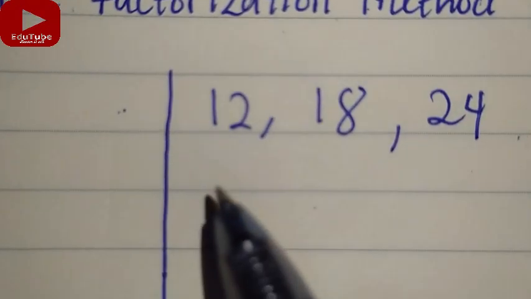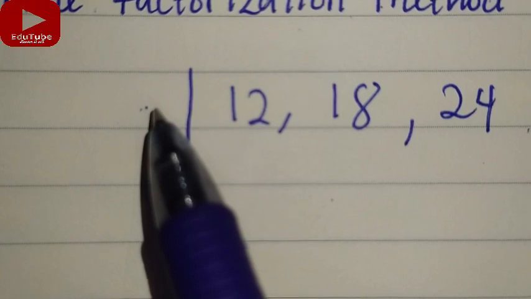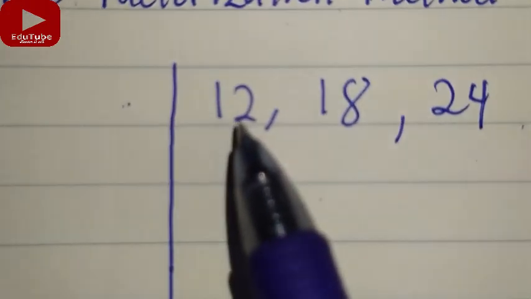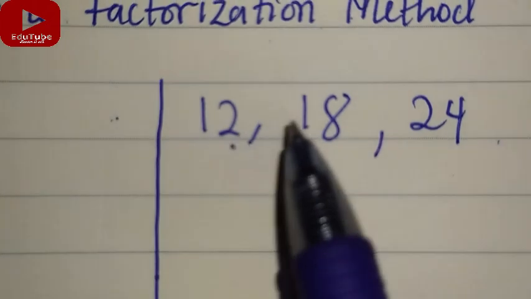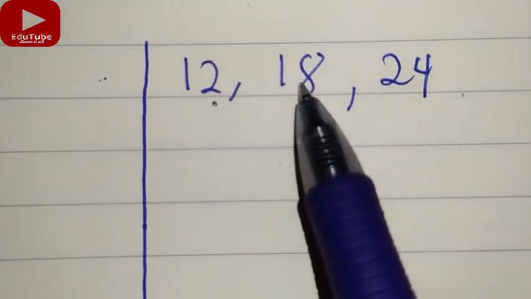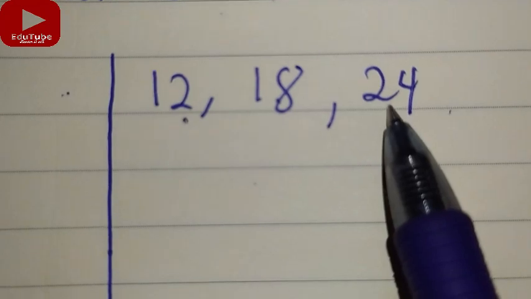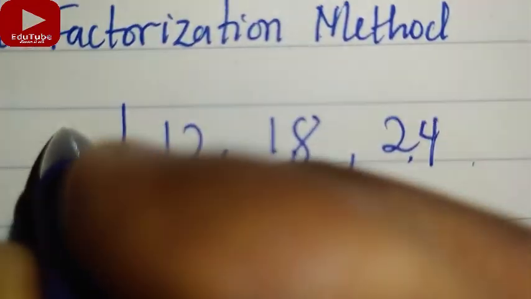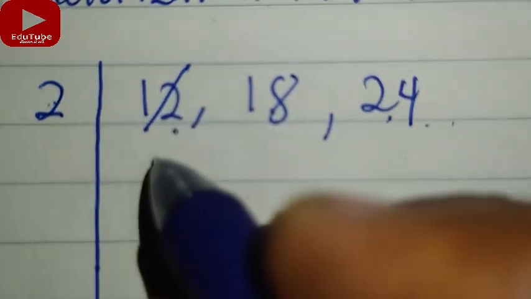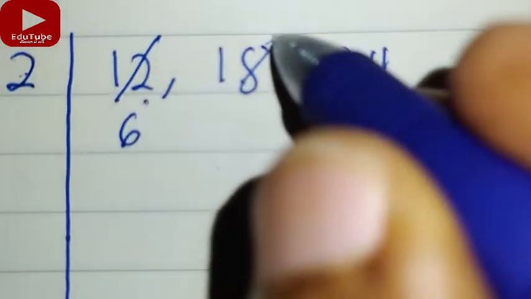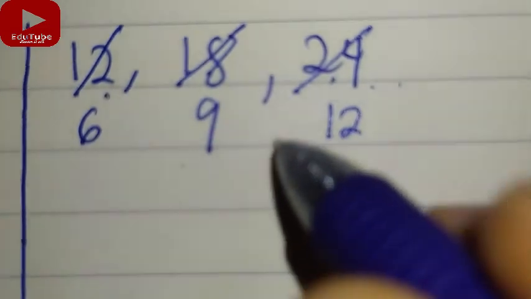So of course, let's start with 2. 2 is the most popular prime number we can always start from. So we'll ask, can 2 divide 12? Of course, yes, because 2 times 6 is 12. Can 2 divide 18? Yes, because 2 times 9 is 18. Can 2 divide 24? Yes, because 2 times 12 is 24. So 2 is a prime factor that can divide the three numbers all at the same time. So 2 in 12 gives me 6, and then 2 in 18 gives me 9, and then 2 in 24 gives me 12.